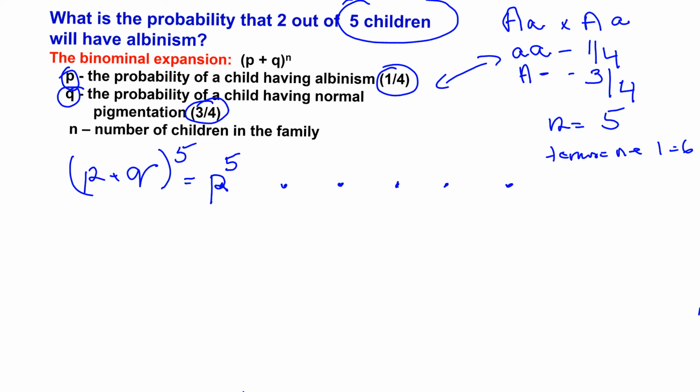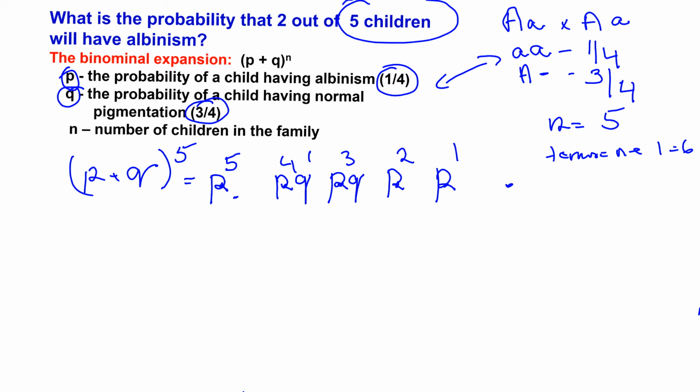Now, for Q, it goes the opposite way. The first Q will be Q to 0. The following one would be Q to 1. The next one will be Q to 2, Q to 3, Q to 4, and the last one would be Q to 5. Okay? Now, as the last part, let's define the coefficients.